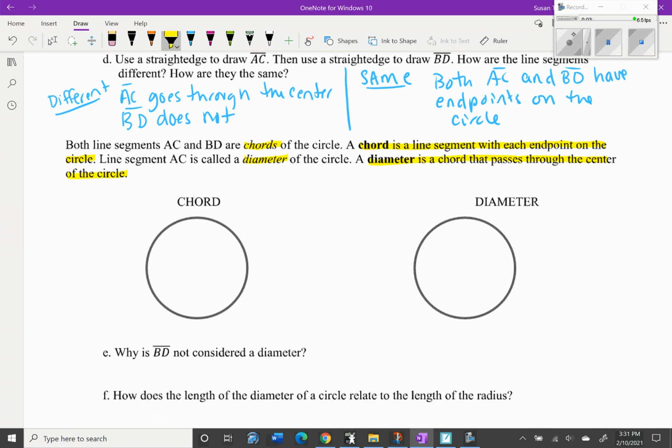So if the center of my circle is, say, right there, then a picture of a chord could look like this. So basically anywhere. And if we have a diameter that's also a chord, it would go through the center.